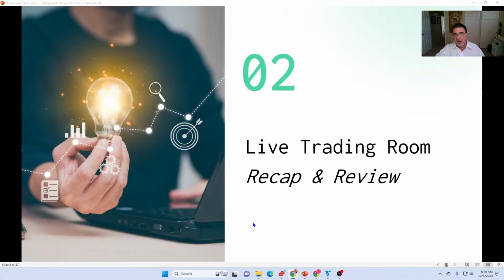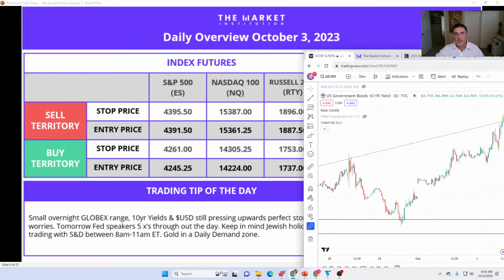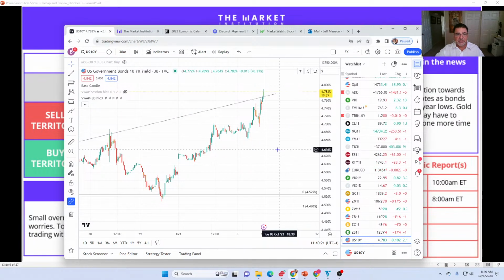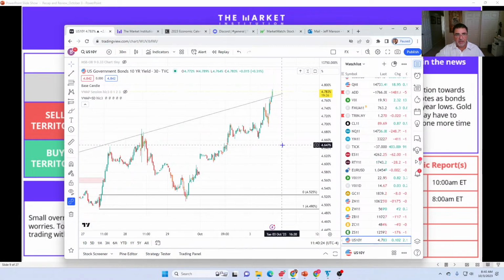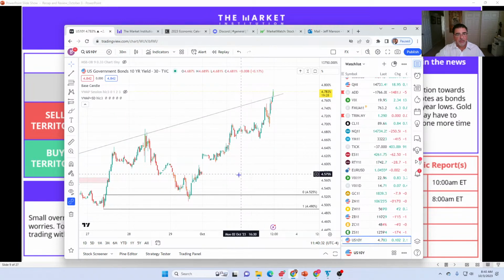Good to go there. All right, let's do a little live trading room recap. We are in some of the zones right now. We were talking a lot about the attention on the bonds, yields, and U.S. dollar. The bond yields continue to rocket to the upside. It's a 30-minute chart and still pushing higher, but the slope is getting a little more steep. So the steeper the slope, the more chance that we're going to get that pullback soon. Things are starting to set up.